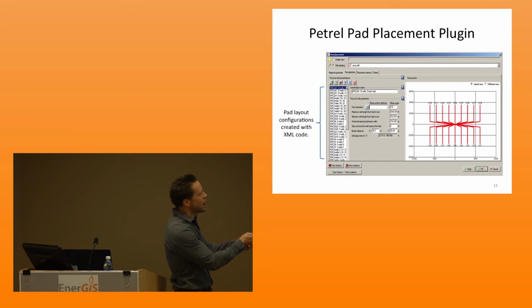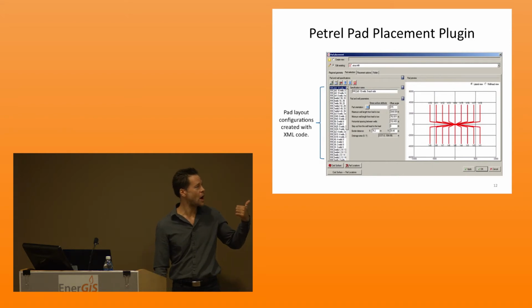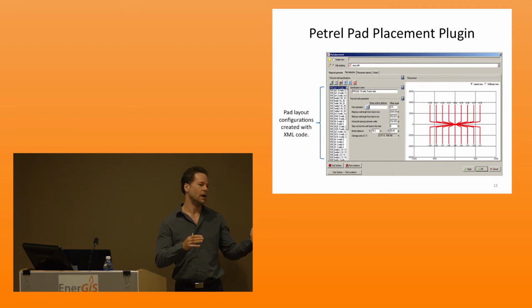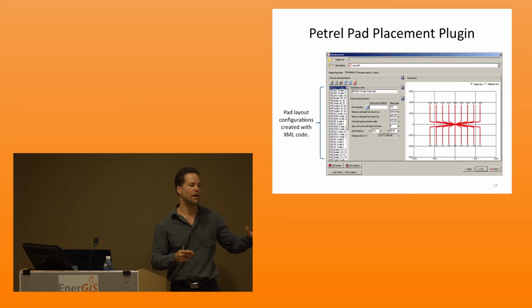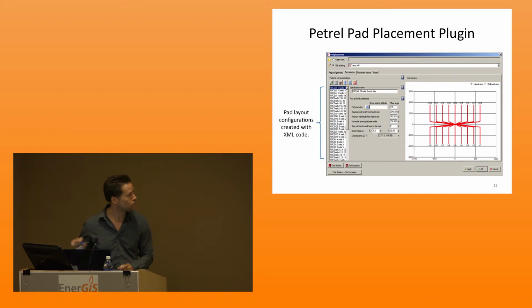This list is also hierarchical, so in the analysis process, it'll start at the top of the list. It'll run the analysis, and if it can't fit a 9 by 9, given your parameters, it'll move to the next pad configuration, try to fit that, and just keep going down the list.